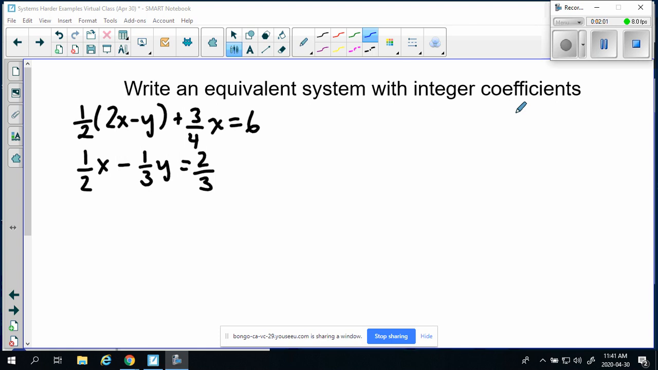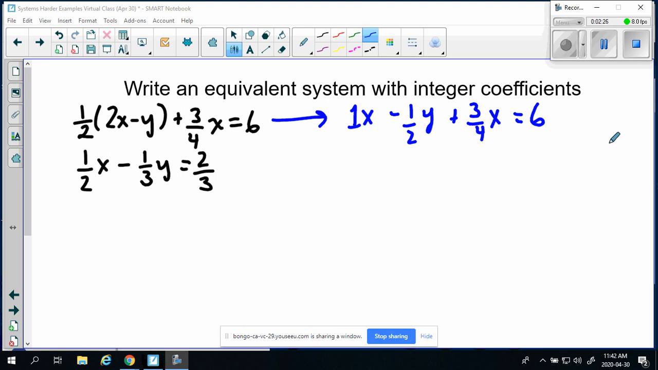So write an equivalent system with integer coefficients. A student said that what they would do first is get rid of the brackets by distributing. So I can do that. 1/2 times 2 is just 1x minus 1/2 y plus 3/4 x equals 6. And then the bottom equation is the same. So far, here's what I've done.